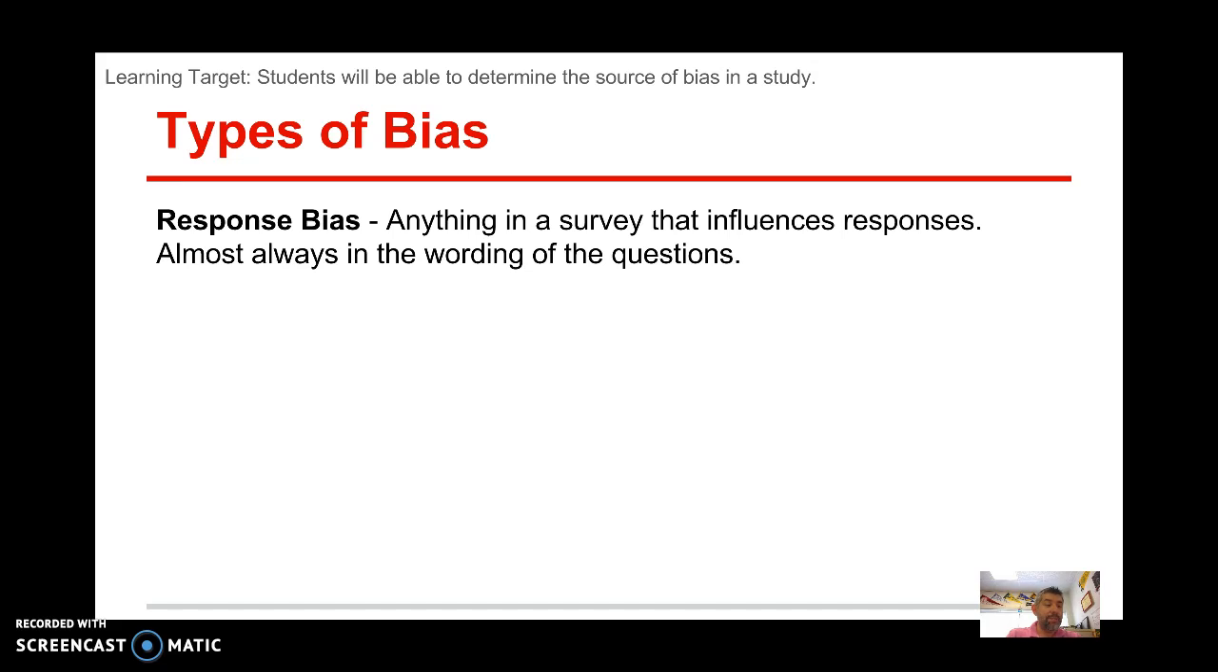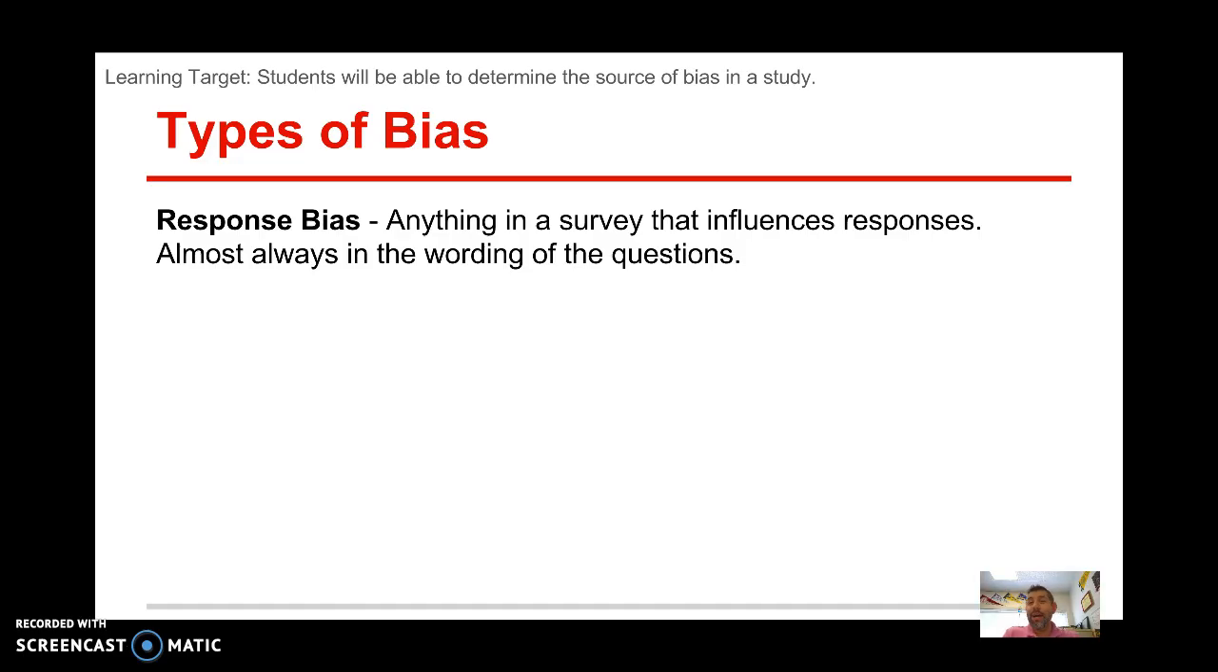So let's say we want to do a survey to see if teachers should be playing music during class when students are doing work. So if I sent out a survey and in the survey the wording said, knowing that music helps students focus and it calms their nerves, should students be allowed to listen to music in class during classwork?